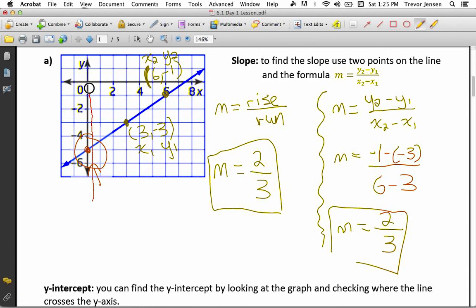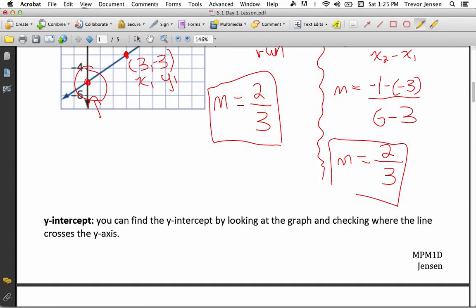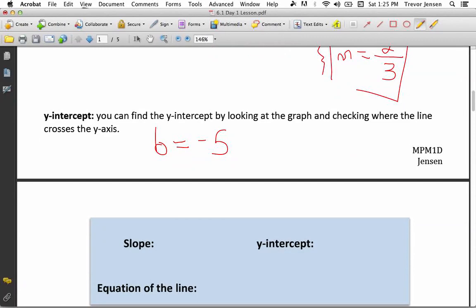So look at your vertical axis and figure out where the line crosses the vertical axis. It crosses it right there at negative 5 on the y-axis. So that means our y-intercept, our initial value, our b value, is equal to negative 5. Now I have the slope and the y-intercept. That's all you need to write the equation of the line in slope y-intercept form.